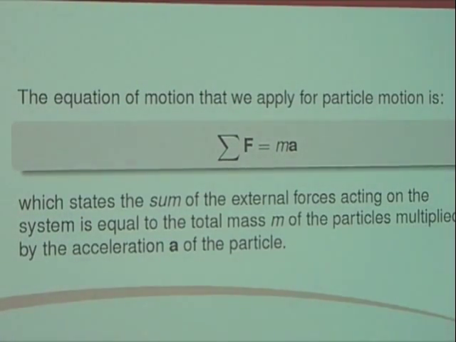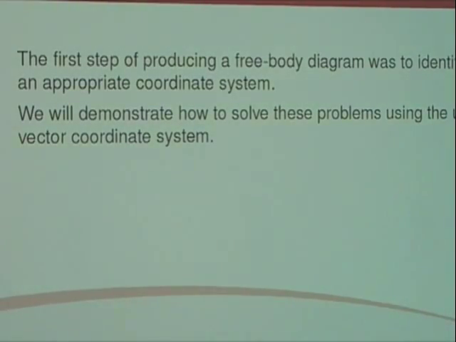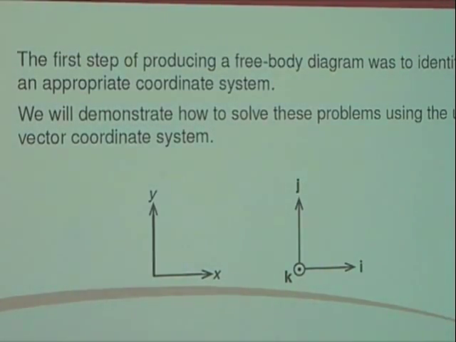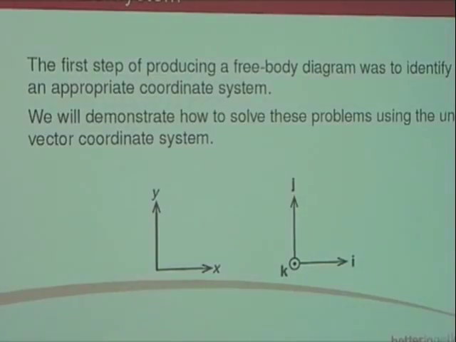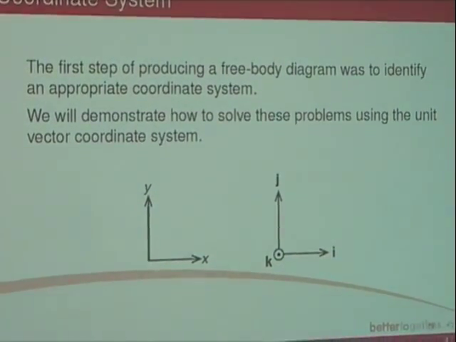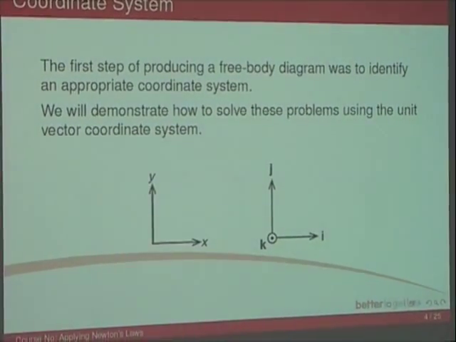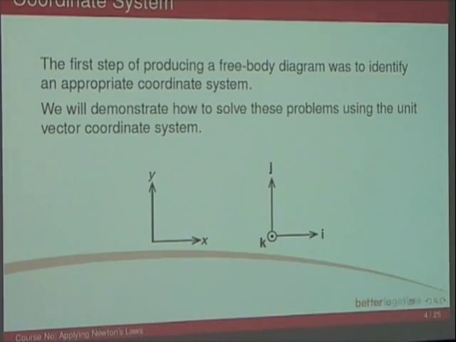Now, as we remember, the first step when doing these free body diagrams was the coordinate system. There are two types of coordinate systems. We'll use the right-handed IJK coordinate system, but either of these is equally valid. You don't need to worry too much about which one you use, but this is what we're generally going to be using: either X and Y or the IJK coordinate system. The demonstrations and examples I'll do today will use the IJK coordinate system.